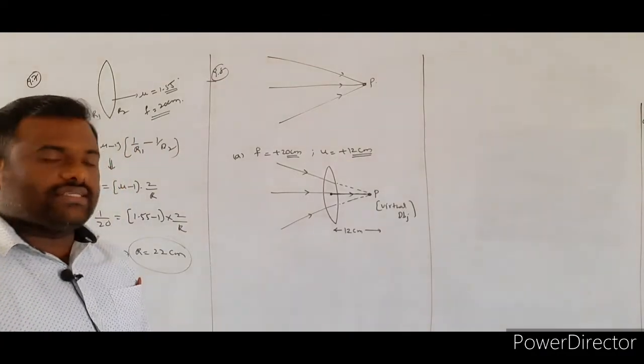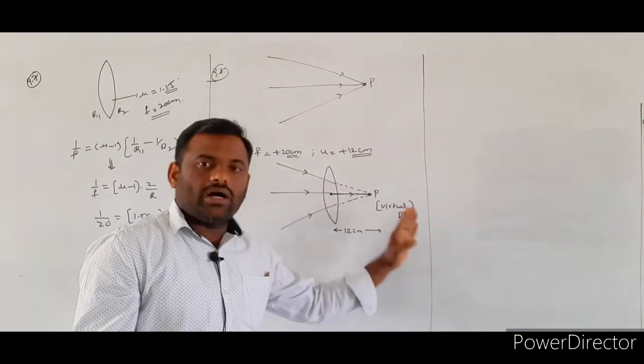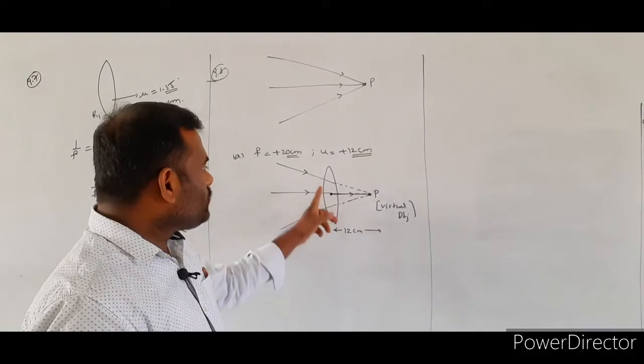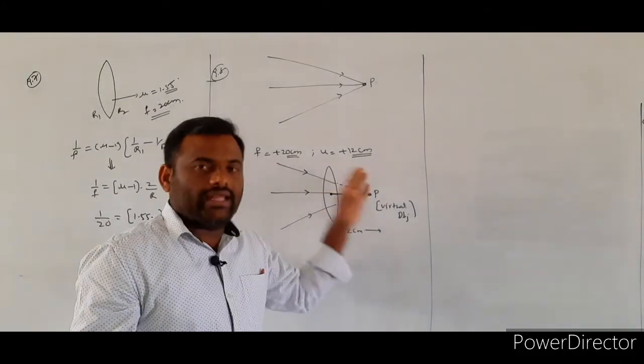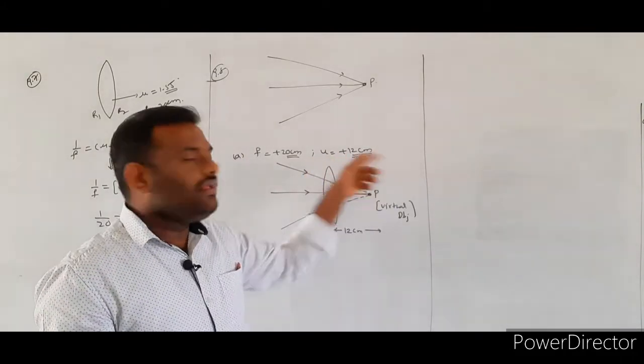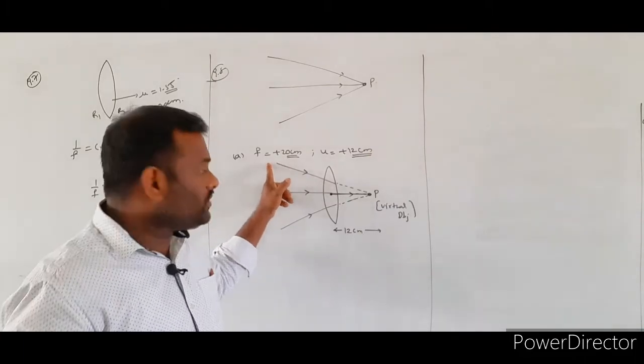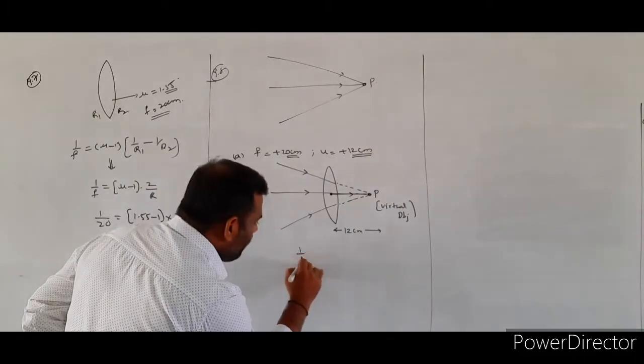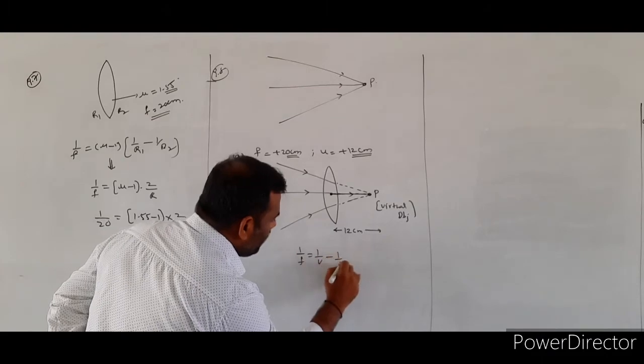Always the object distances are taken from where to where? Lens to the object, optic center to the object. So it is measured in the direction of the incident light ray. That's why u is equal to plus 12. For the convex lens, focal length is always positive. Now, we know the lens formula 1 by f is equal to 1 by v minus 1 by u.